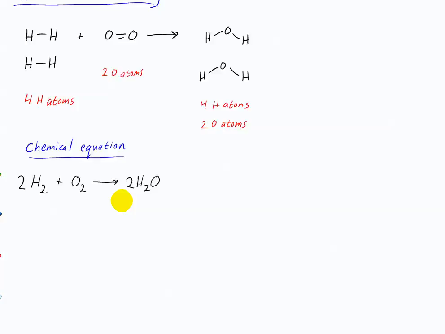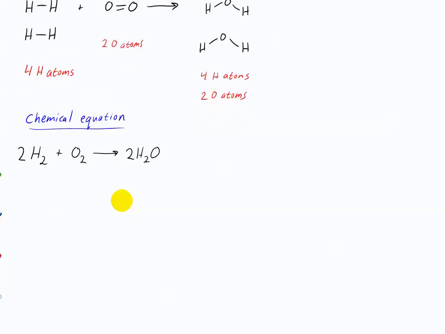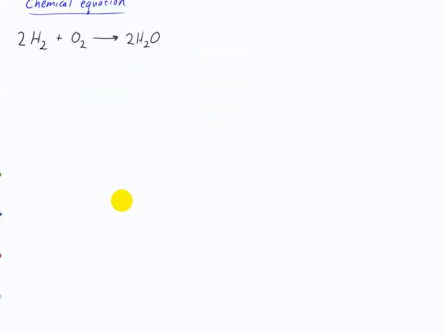And this equation is called balanced now because the mass is balanced on each side. That's an important point, because we can balance these equations so that they do indeed have the correct mass on either side. Let's try one.